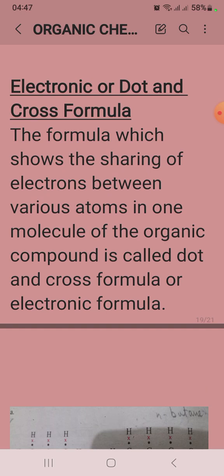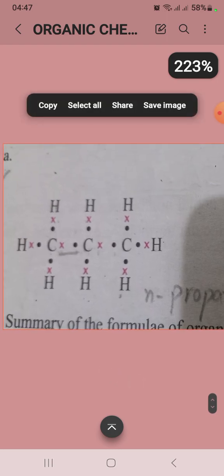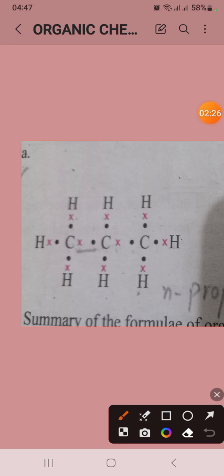Dot and cross structures we have already drawn in chapter number 4 of class 9, where it was called the Lewis structure. This formula shows the sharing of electrons between various atoms in one molecule of the organic compound. Only the valence electrons of the atoms are represented in this kind of formula, and the valence electrons of one atom are represented by dots and those of the other atom by crosses.